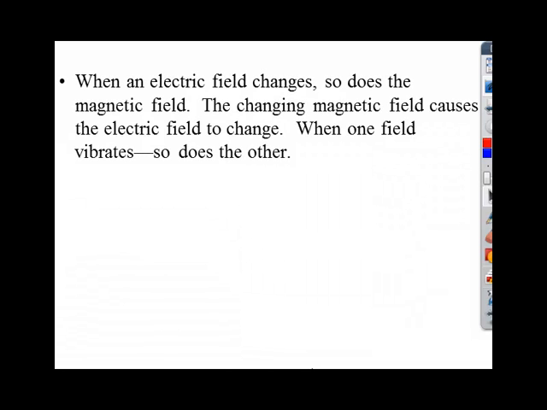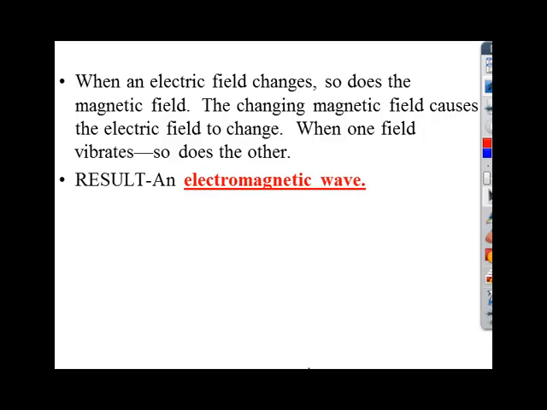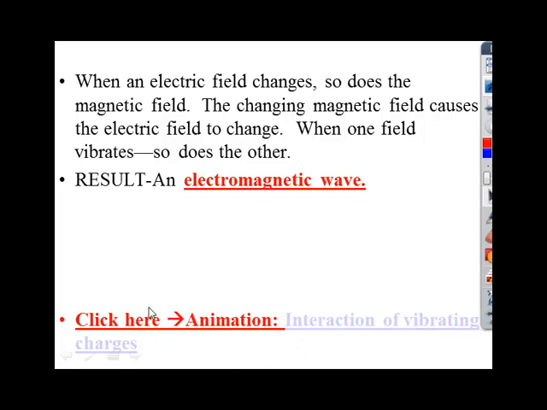So let's look at these electromagnetic waves. Okay, they have an electric field and they have a magnetic field. And the interesting thing is when you have an electric field and it is vibrating, it creates a magnetic field. And when you have a magnetic field that is traveling and vibrating, it creates an electric field. And the result is the electromagnetic wave. And this is what it looks like.